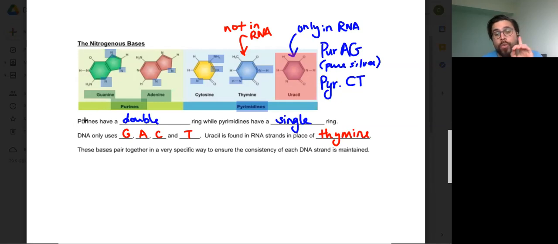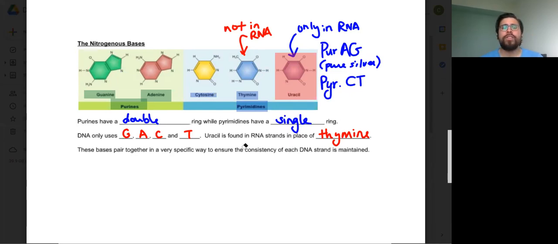So DNA only contains G, A, C, and T, or guanine, adenine, cytosine, and thymine. Let me highlight these in blue. Uracil, as I highlighted in red, is found in RNA strands and it replaces thymine. When we talk about RNA, we'll spend some time talking about how uracil replaces thymine.